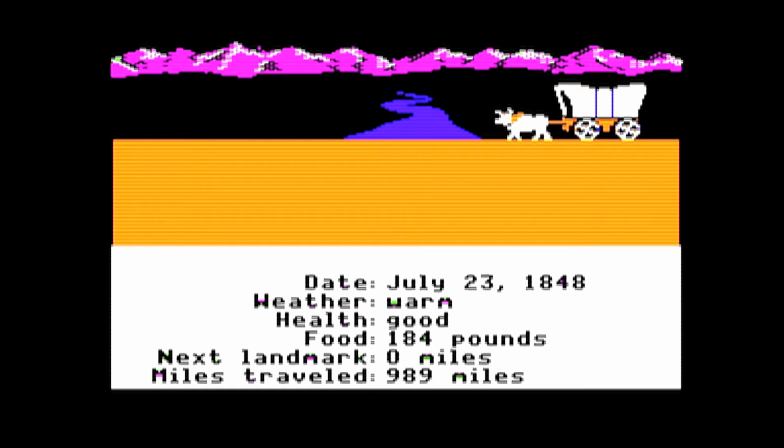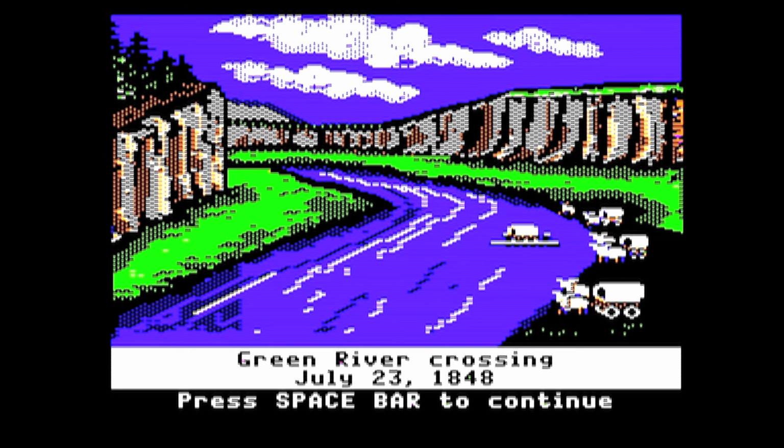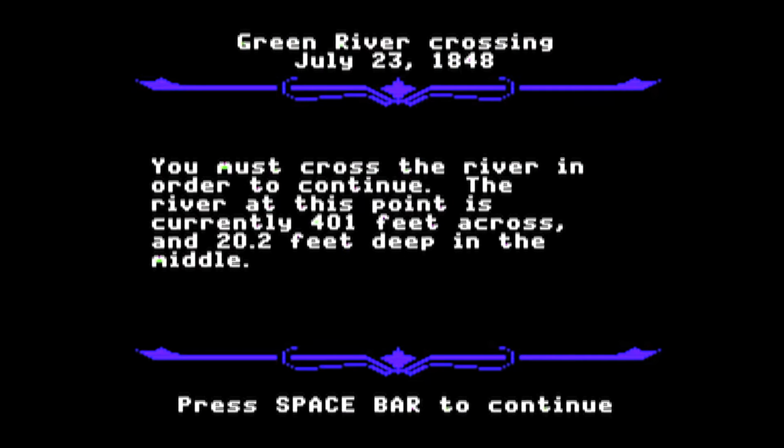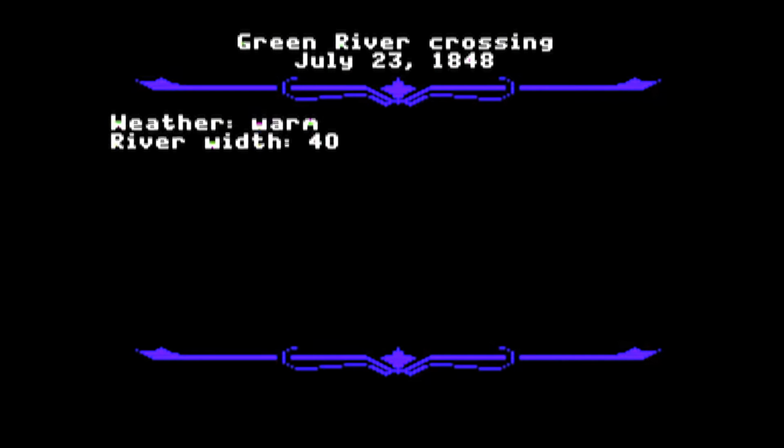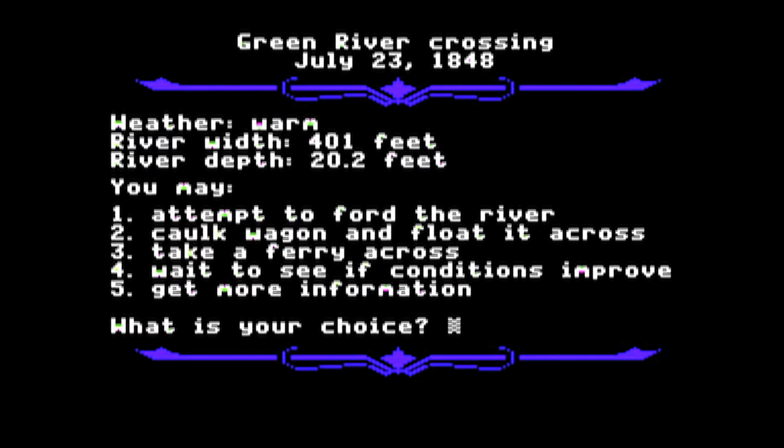At each landmark, you have the option of resting for a day or more. At each river, you have to choose how to cross it. Some rivers are shallow and are easy to just drive across. Deeper rivers require you to either caulk the wagon and float across, or in some instances, a ferry is available, but the ferries cost money.